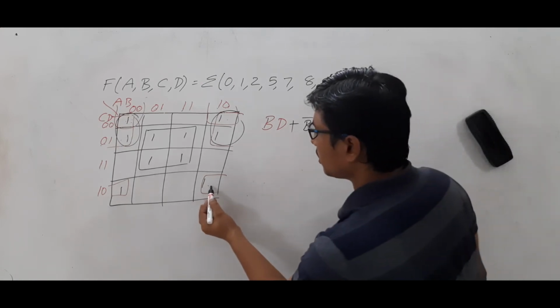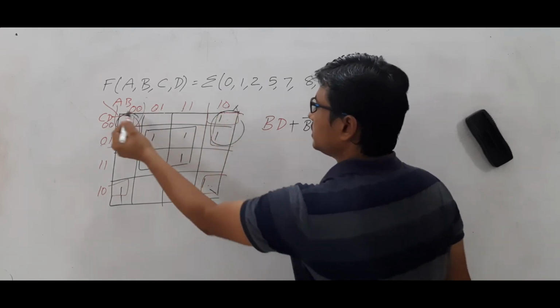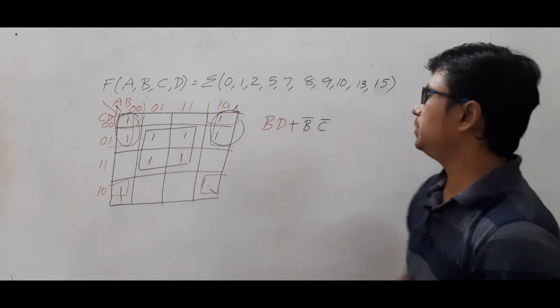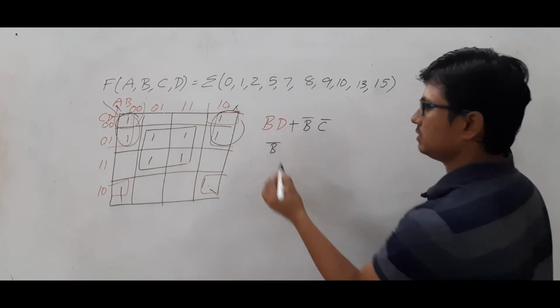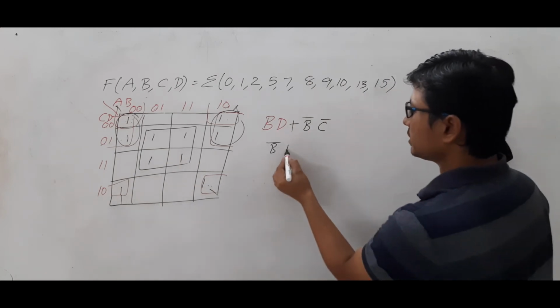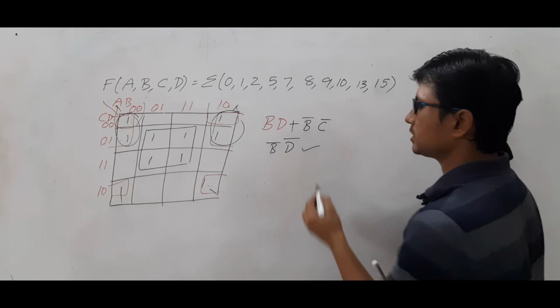Okay, and now come to this one. These 4 are covered. This one, this one, this one and this one. So take the first column, which is common. B complement is the common part. Okay, take the row which is common. D complement is the common. Are you able to understand? So this is the minimal expression we got.